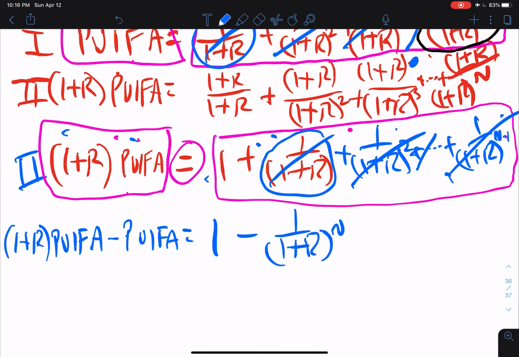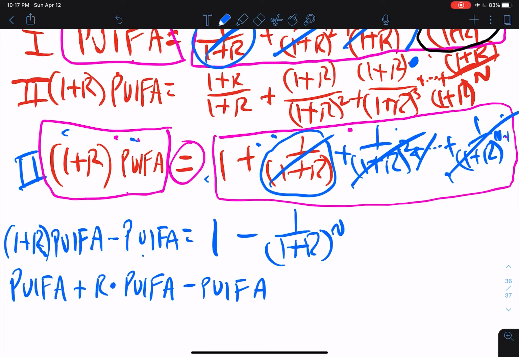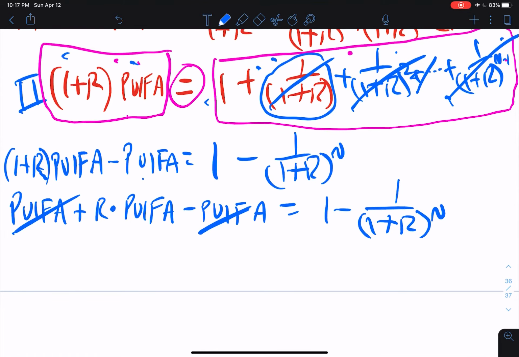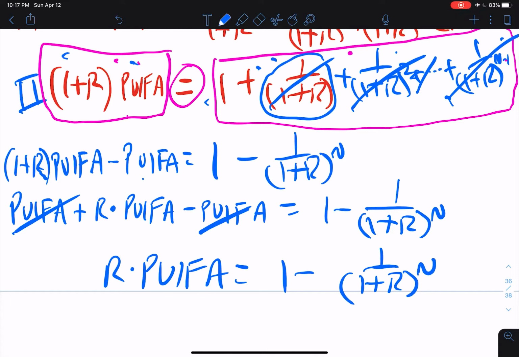So now let me distribute the PVIFA over 1 plus r. So I'm going to have 1 times PVIFA is PVIFA plus r times PVIFA minus PVIFA equals 1 minus 1 over 1 plus r to the nth power. They cancel, so I'm left with r times PVIFA equaling 1 minus 1 over 1 plus r to the nth.